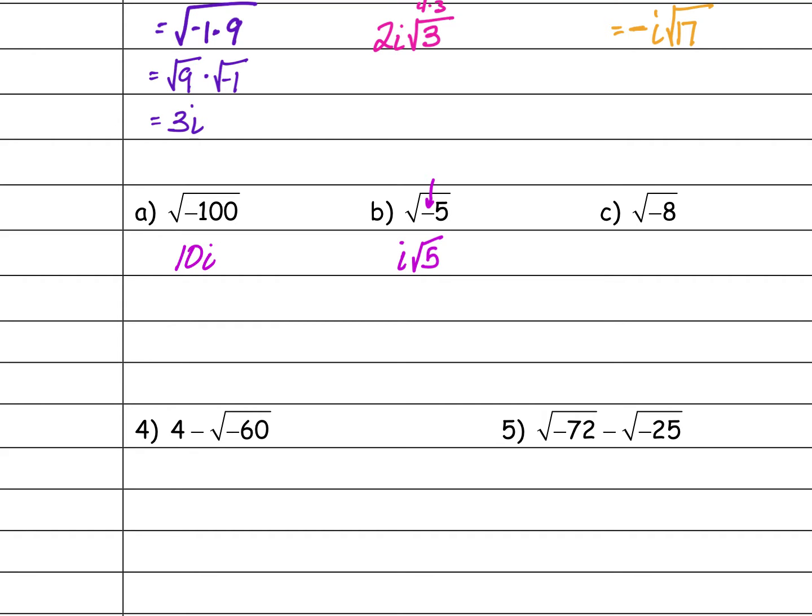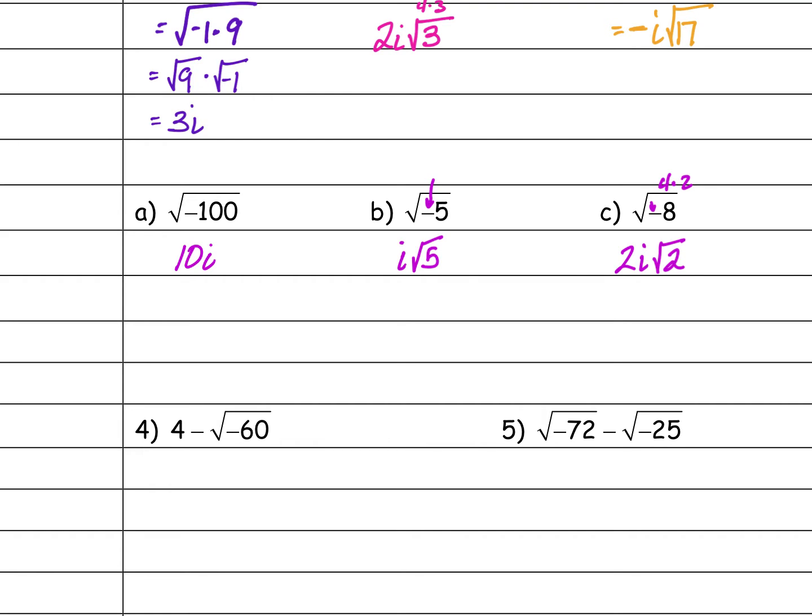Yeah, that's true. And then the last one is 8, which is 4 times 2. So the square root of 4 is 2. The square root of the negative is i. And then I still have a 2 left inside. So it's 2i root 2. Moses, are you okay with that being a 2 instead of a 4? Yeah, okay, great, awesome. So that's it on those.